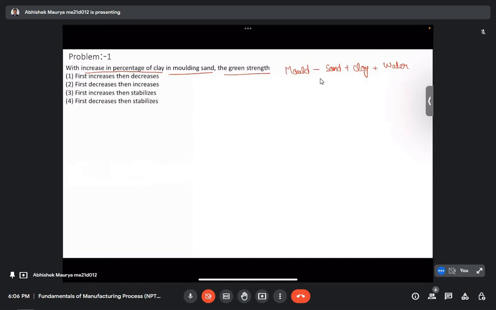So how this strength is measured, or one can find out what is the strength of the molding sand, and specifically if we talk about green sand, green strength. Green strength means strength of mold with moisture or in the presence of moisture.